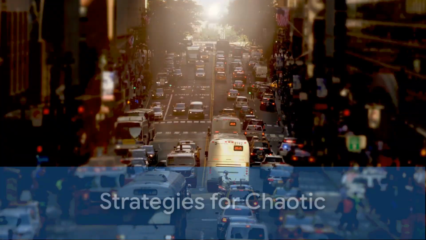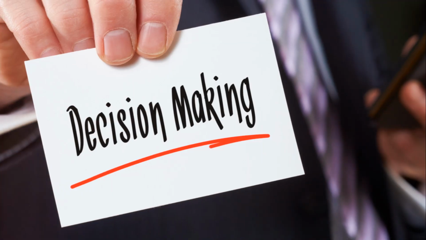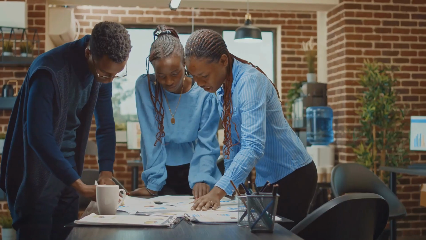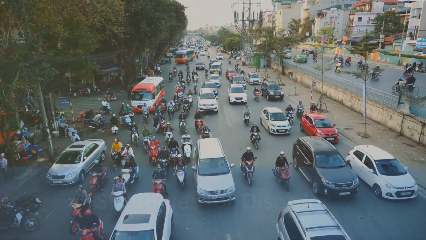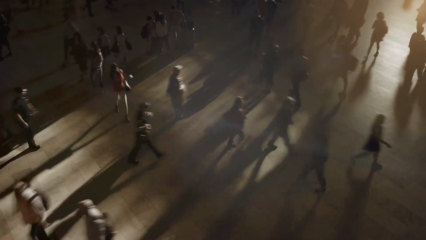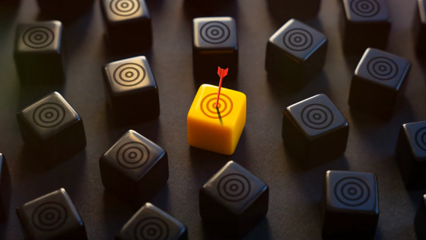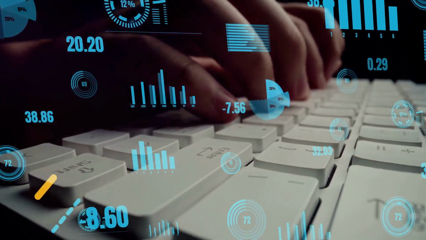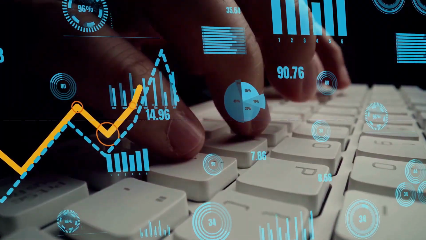For chaotic situations, prioritize quick, decisive actions to establish order. Then observe the impacts of these actions and adapt your next steps based on what you learn. For complete disorder, start by breaking down the situation to determine which domain you're actually dealing with. This clarity will guide your decision-making process, helping you to choose the most appropriate approach from the Cynefin framework.